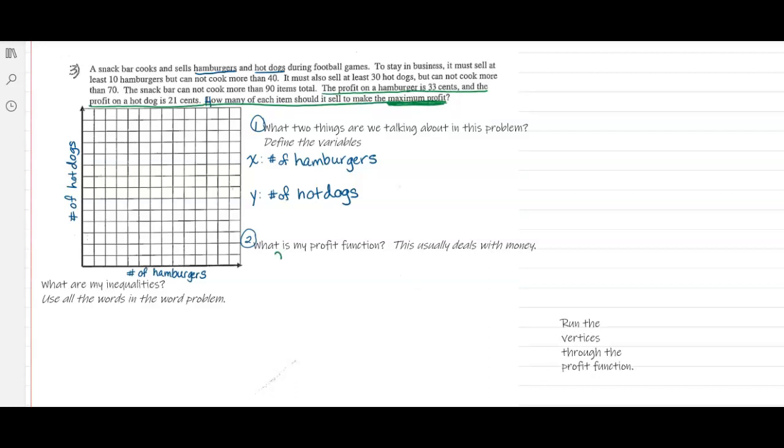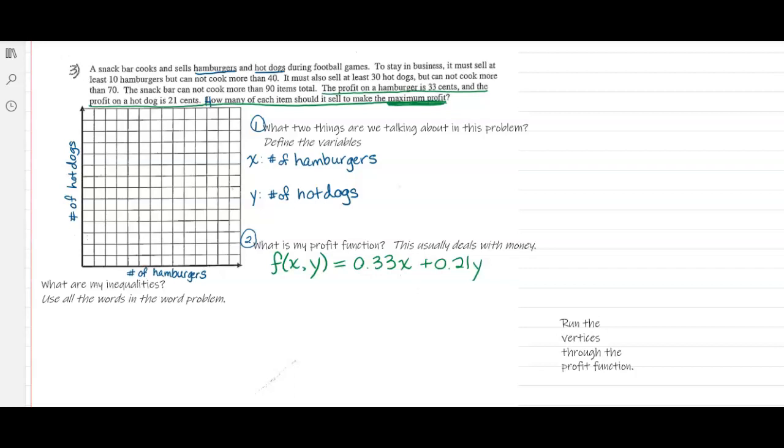Remember, function notation, f of x, y equals 33 cents per hamburger and 21 cents per hot dog. That's how we figure out how much money we made. We say, well, I sold 10 hamburgers and I sold 20 hot dogs, and you multiply this one by 33 and this one by 21 cents, add it together, that's your profit. All right, so we have our profit, we have our variables.